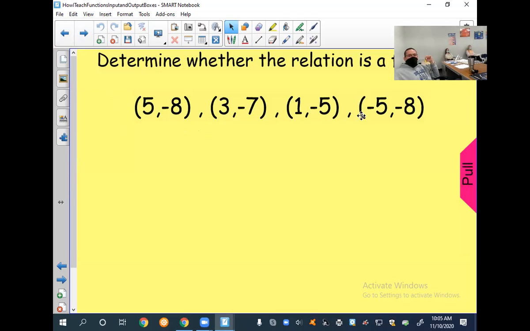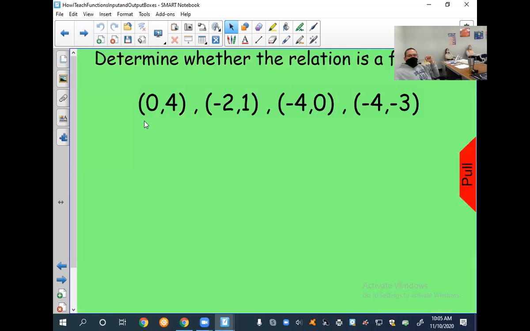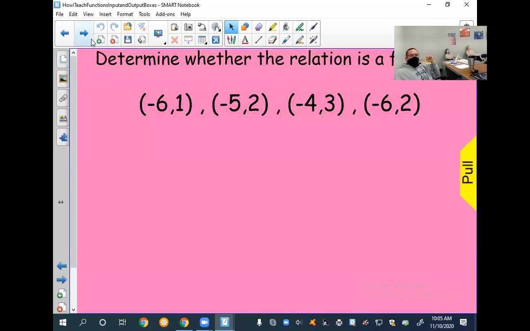Next one. Are any of the X's repeating? Next one. Can you have a 0 and a -3 going to a 4? What if both of these were 0? Would that be okay? Yeah. -6 and -6. Yay or nay?